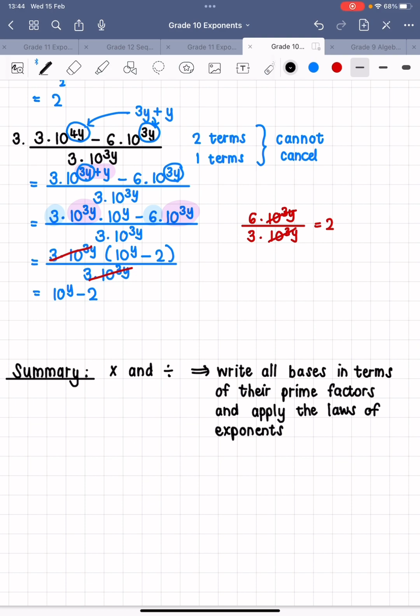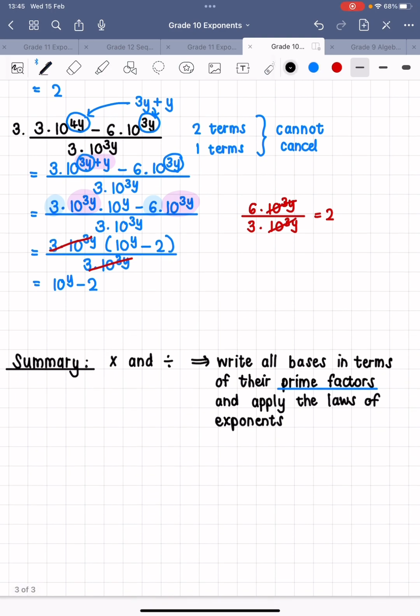You have to have all your bases the same because the laws of exponents rely on having the same bases. So that is your first step that you're going to do. Write all bases in terms of their prime factors. That's the easiest way of getting them the same. And then you're going to apply the laws of exponents after that in order to actually simplify the whole thing.